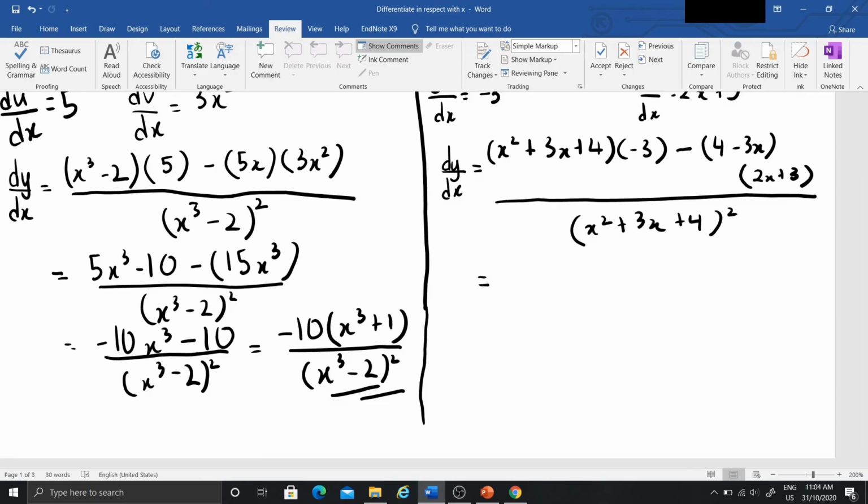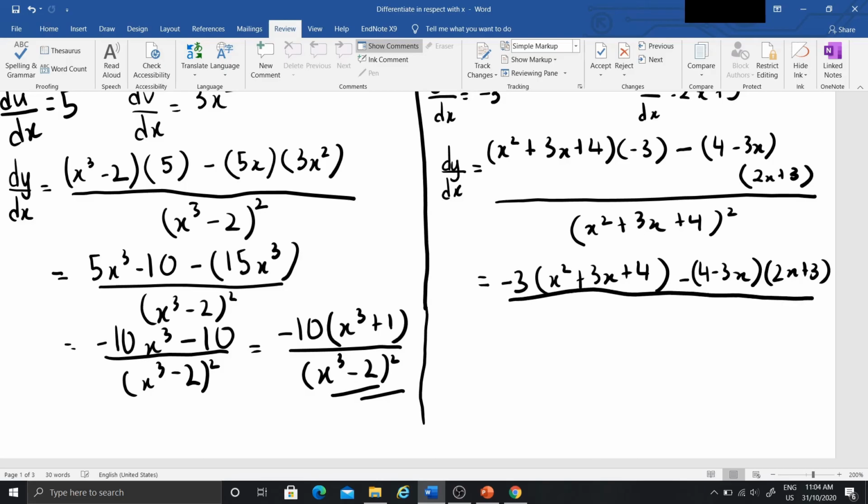Because the equation is complex at the numerator, I will simplify it as negative 3 times (x squared plus 3x plus 4) minus (4 minus 3x) times (2x plus 3), divided by (x squared plus 3x plus 4) squared. By right, you should multiply the negative 3 into these terms and expand these two terms and solve all together. But for the sake of time, I will leave it as it is. This is the answer for the second question.